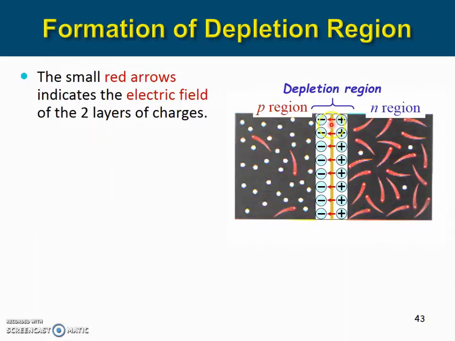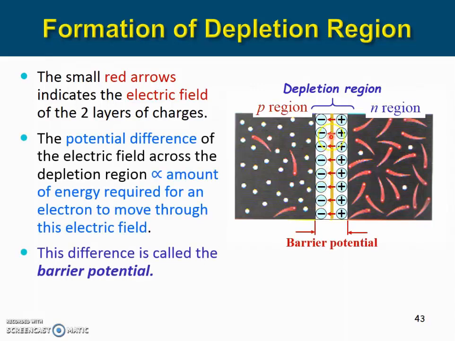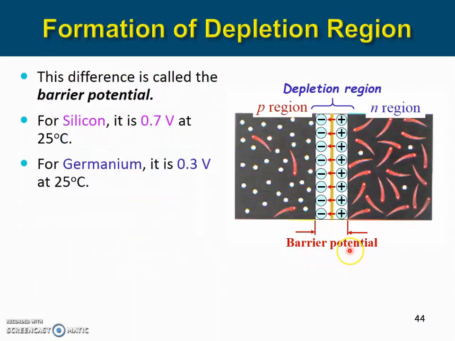The red arrow shows the electric field of these two layers of charges. And the potential difference of these two layers of charges will be proportional to the amount of energy required for an electron to move through this electric field. The potential difference between these two layers is called the barrier potential. For a silicon-based PN junction, the barrier potential is equal to 0.7 volt. For germanium, it is 0.3 volt.